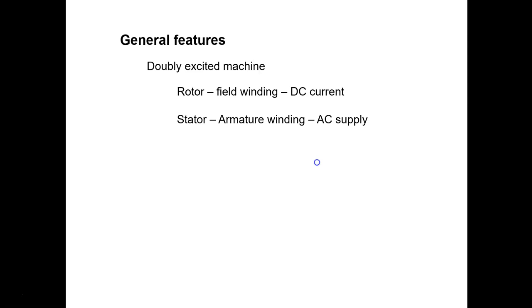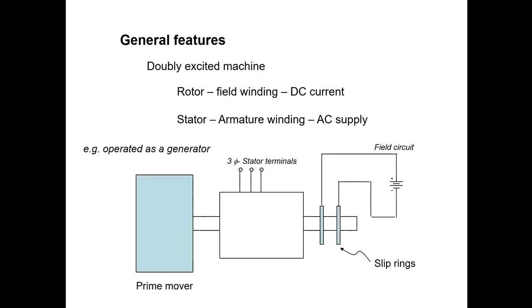For example, if the machine is operated as a generator, then we will have a prime mover that will rotate the rotor, and the voltage produced at the stator terminals will be the three-phase voltage. The rotor is excited through the slip rings by the DC current.